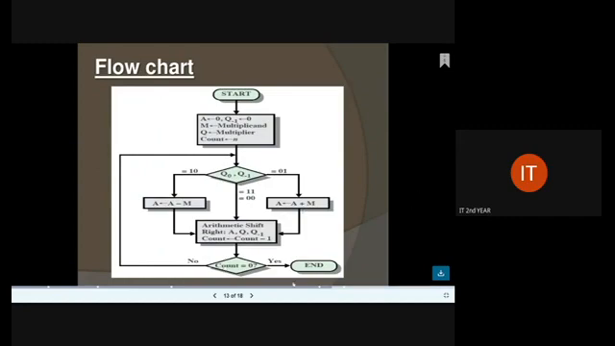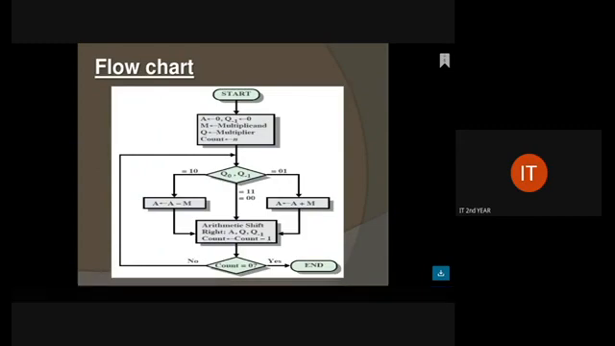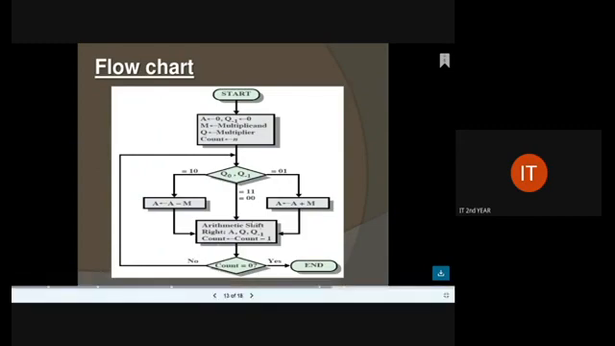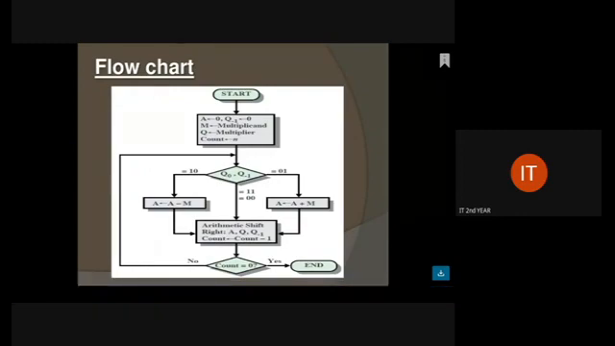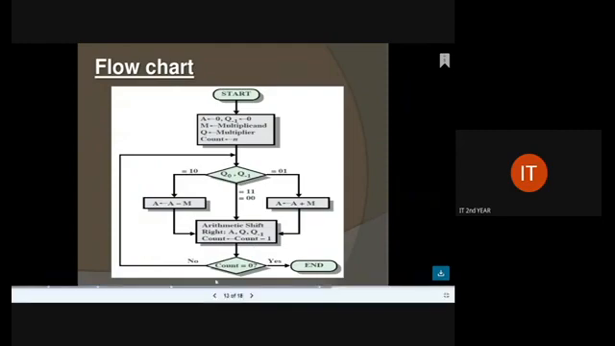If the q naught q minus 1 value is 1 1 or 0 0, again we shift the registers to the right, so a, q and q minus 1 will be shifted right, and the counter value will be decremented. Again the loop will be going on until it reaches the end of the product.